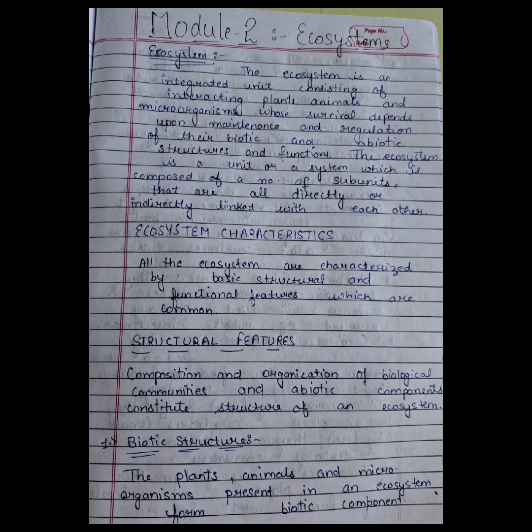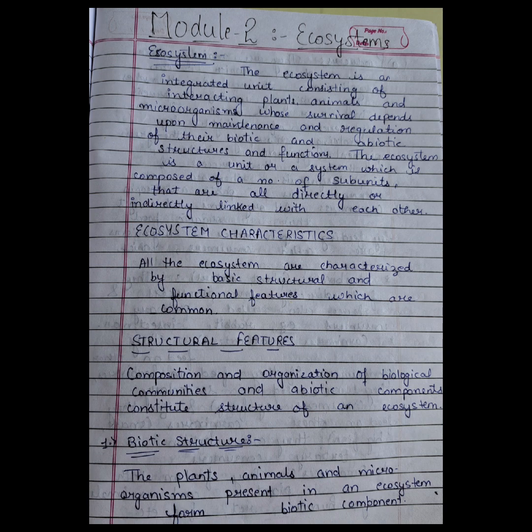So today we will discuss the ecosystem, the concept, structure and function of an ecosystem. Basically, the simplest definition of an ecosystem is the community or group of living organisms that live in and interact with each other in a specific environment. Further, an ecosystem is characterized by basic structural and functional features which are common.